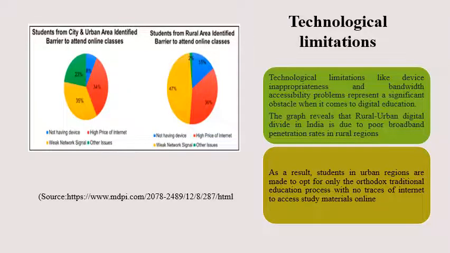Technological limitations like device inappropriateness and bandwidth accessibility problems represent a significant obstacle when it comes to digital education. The pie chart reveals that the rural-urban digital divide in India is due to poor broadband penetration rates in rural regions. As a result, students in rural regions are made to opt for only the orthodox traditional education process with no traces of internet to access study materials online. As per a recent survey published in India Today Webdesk, there are still more than 50% of Indian students in both rural and urban areas who do not have any access to internet.